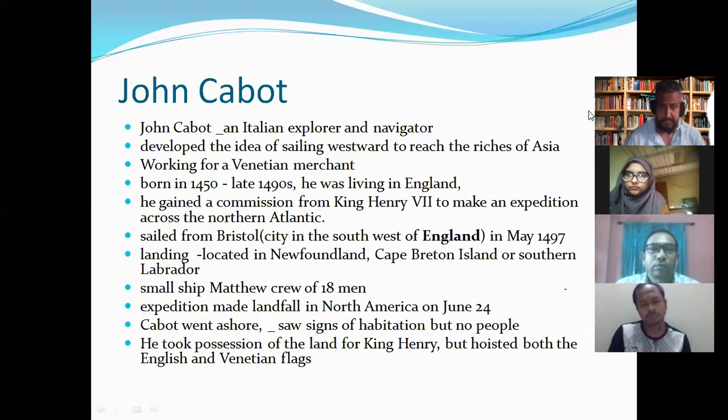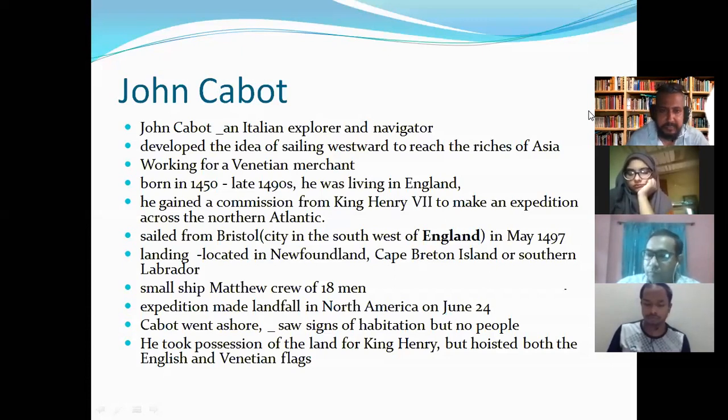Okay. And he reached Newfoundland, and Cabot went there and saw that there was a sign of habitation. That means some people had been living there, but there were no people at the time. Then Cabot hoisted both the flag of England and the Venetian flag. Okay.